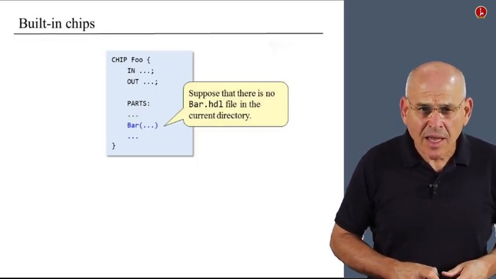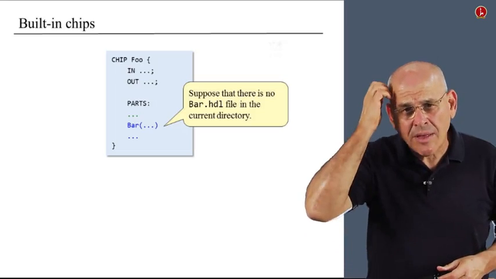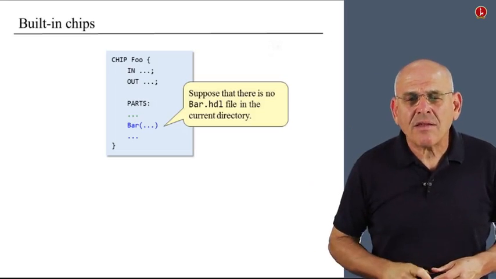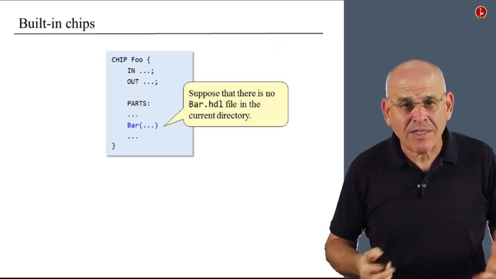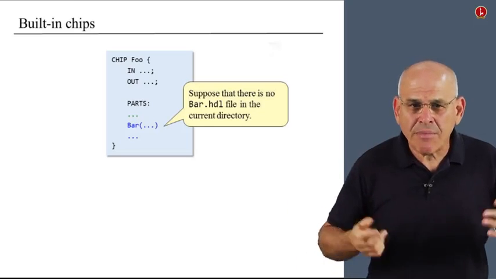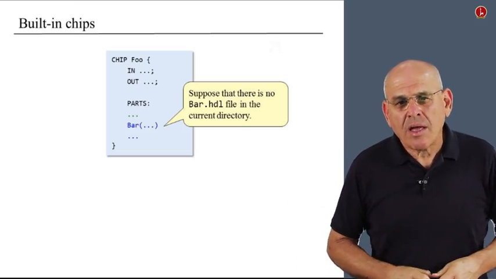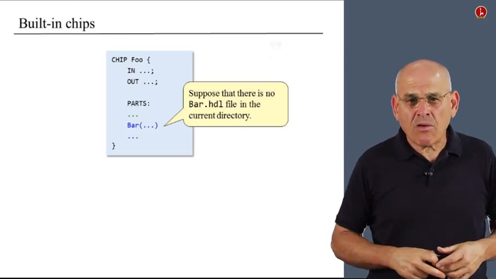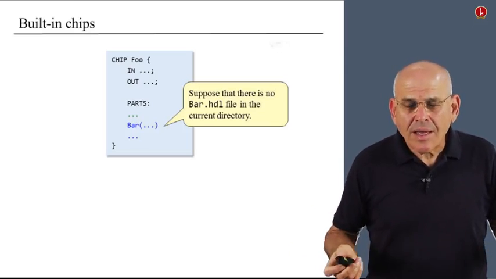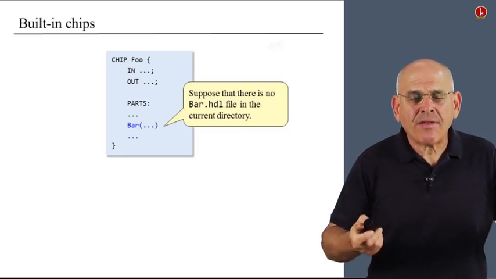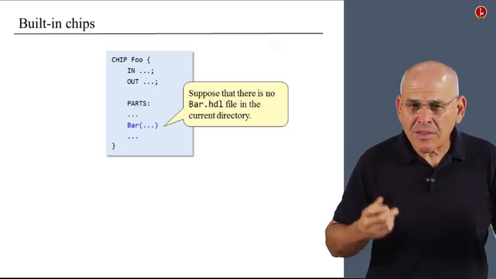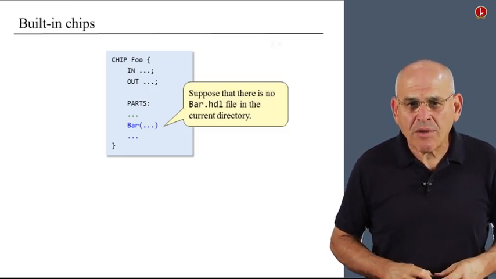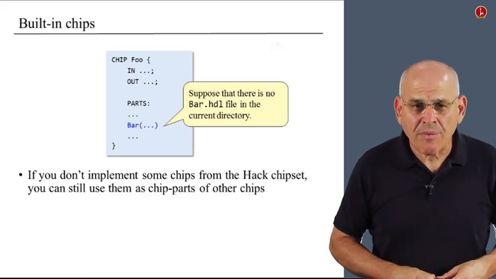Another thing that I'd like to say in closing, before we end this unit, is that you can always use what we call built-in chips. For example, suppose you implement some chip called foo, and you want to use a chip part called bar. How can you do it if you haven't written bar before? Sounds a little bit impossible, but in fact, it is possible.